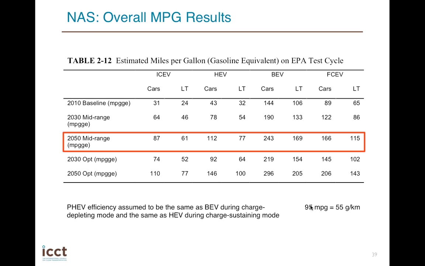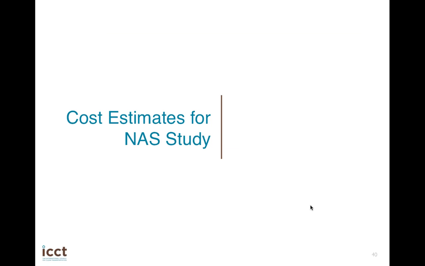For plug-in hybrids, we simply assume that the efficiency would be the same as a battery electric during charge depleting mode and the same as the hybrid during charge sustaining mode. Okay, now let's turn attention to the cost estimates.